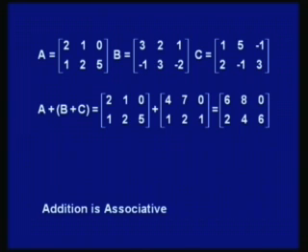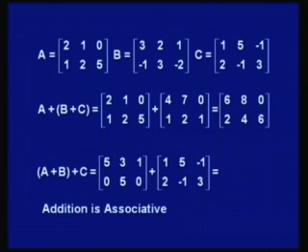Then I add A and B first and then add C into it. If I add A and B first, the result is 2 plus 3 is 5, 1 plus 2 is 3, 0 plus 1 is 1, 1 plus minus 1 is 0, 2 plus 3 is 5, 5 minus 2 is 3. In this I add the C matrix and the result is this, which is the same as the earlier matrix. So, addition is associative.